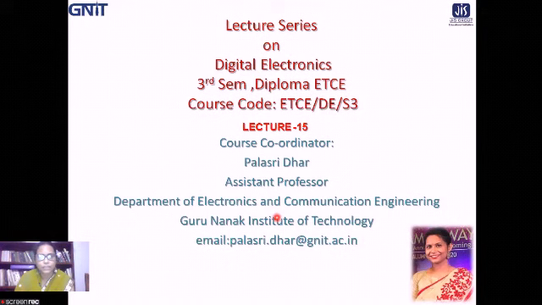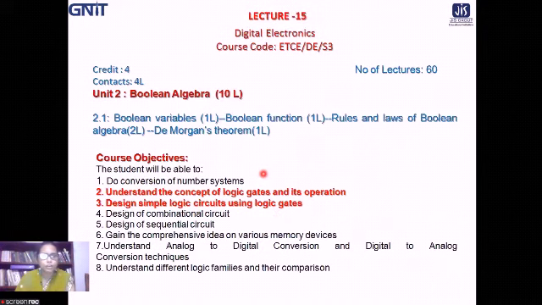Before starting the lecture, let us go through the modules and also the course objectives. We are in module 2, that is Boolean algebra, that comprises of 10 lectures. Our subject digital electronics has 60 total lectures and the credit is 4. So unit 2, that is the Boolean algebra, comprises of sub-module 2.1 that comprises of Boolean variables. It is of 1 lecture.